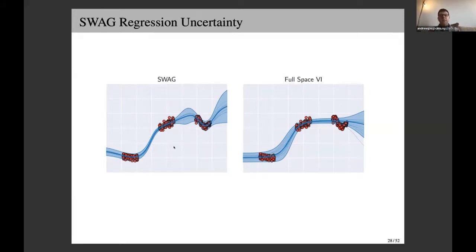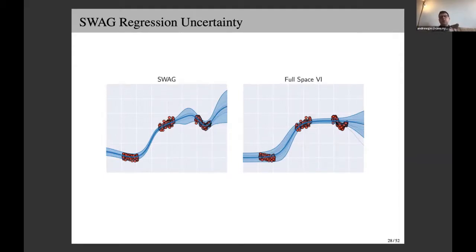And so we see that this SWAG procedure does have that property. As we move away from the data, our predictive distribution expands and it contracts as we move close to the data. Interestingly, this is not something that we really saw when we were looking at variational approaches for inference in Bayesian deep learning.